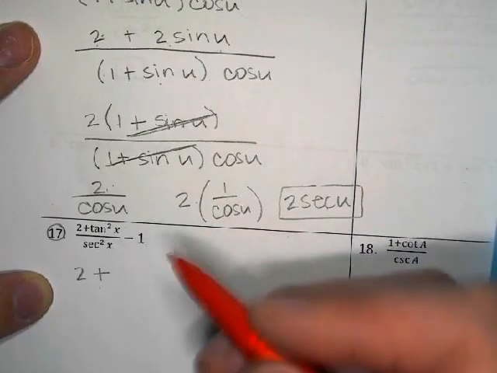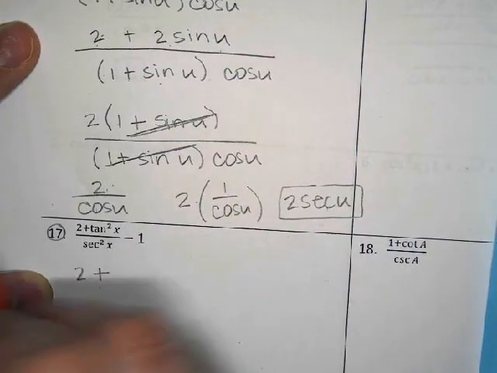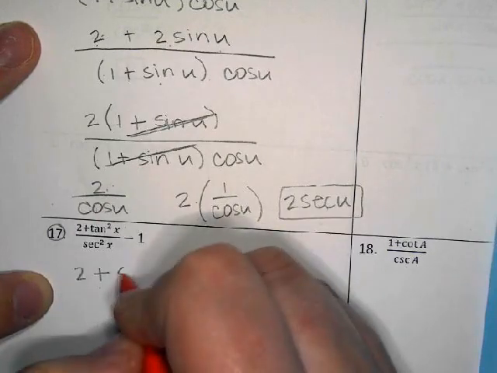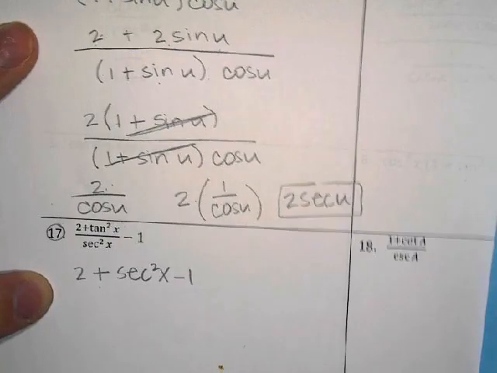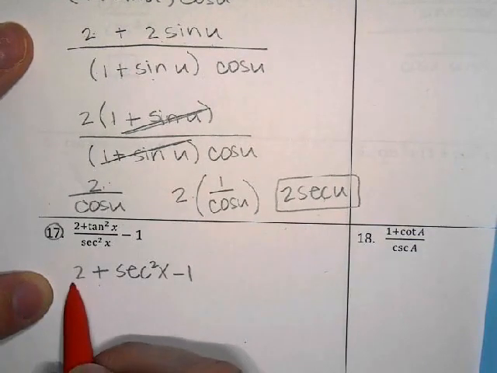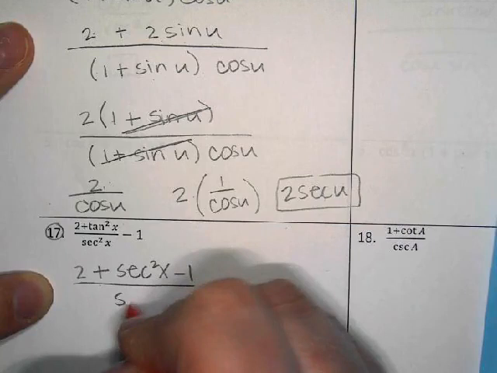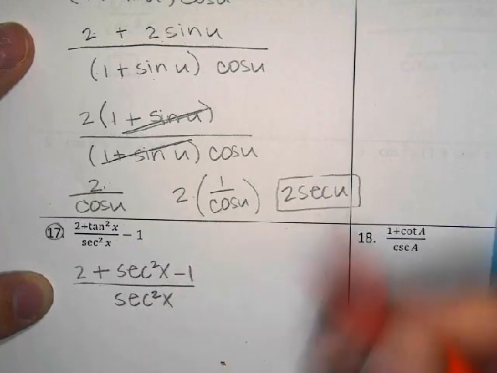So tan squared, we're going to replace with secant squared minus 1. That's the blue sheet. The blue sheet tells us we can do that. Divided by secant squared with a minus 1 on the end. Okay?